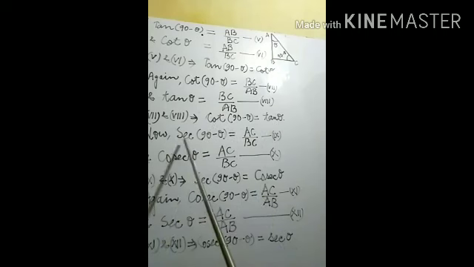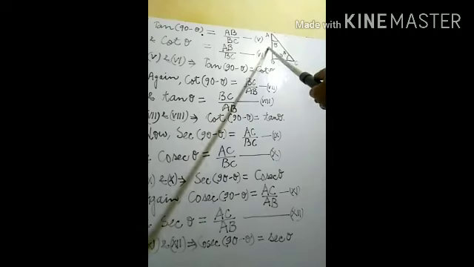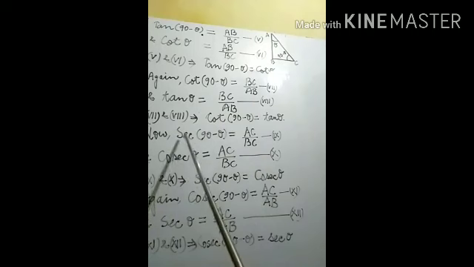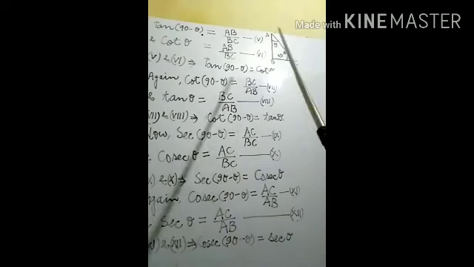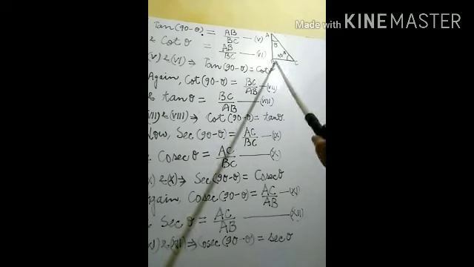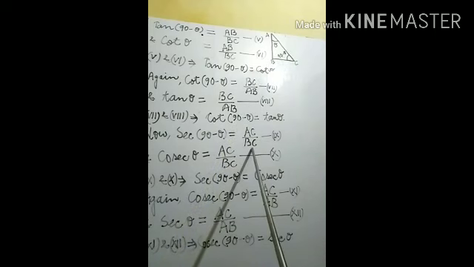Now we have to establish the relation between sec 90 minus theta and cosec theta. Sec 90 minus theta means we are talking about this angle, and for this angle this one is perpendicular, this one is base, and this one is hypo. Sec is the relation of hypo to base. Hypo is AC, and base for this angle is BC. So this will be AC upon BC.